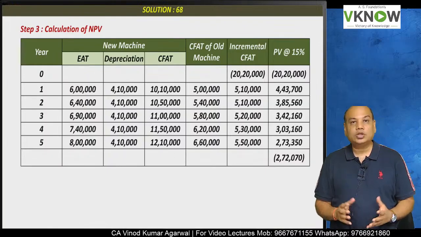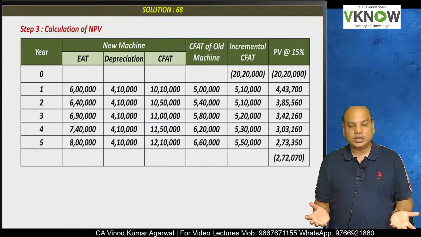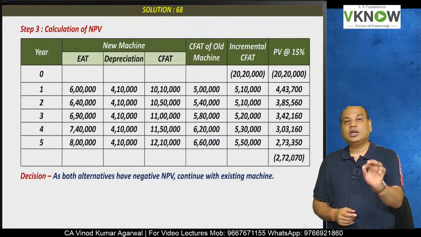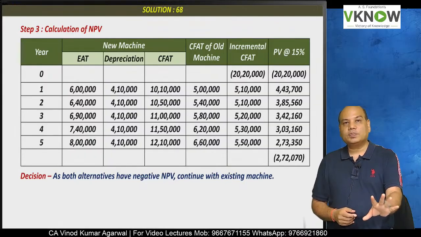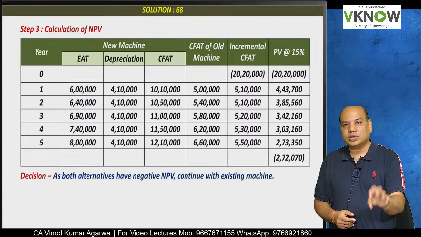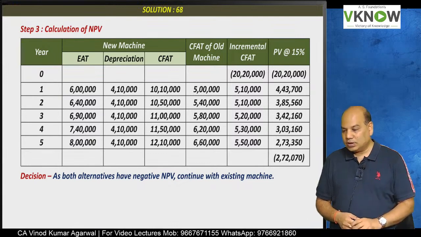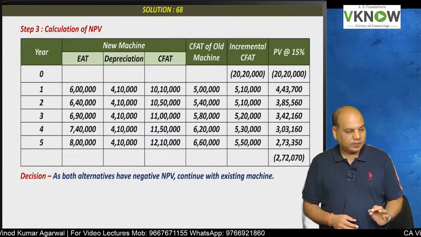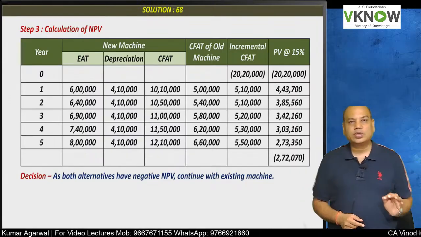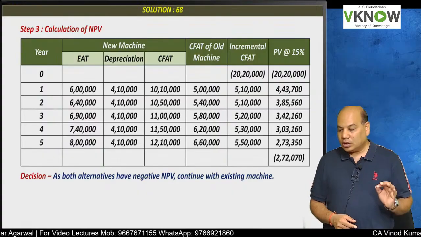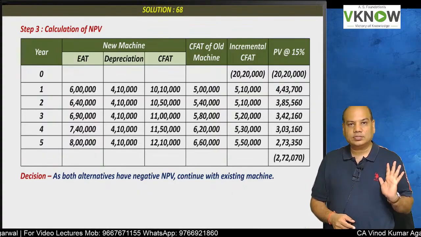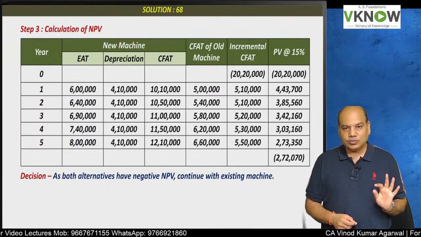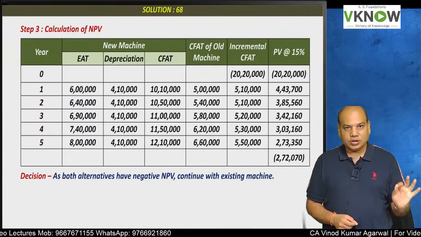So the answer is continue with the old machine. Very interesting answer. Both the options have negative NPV, so it is better to continue with the old machine. Write down the decision: as both alternatives have negative NPV, continue with the existing machine.